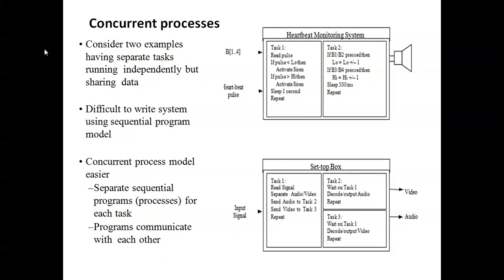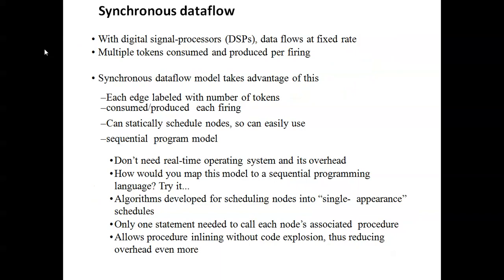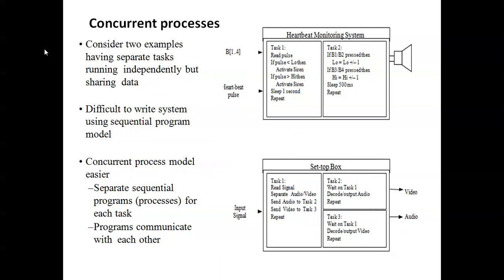Okay, concurrent process. Yeah, for concurrent process, two examples are given here. One is a heartbeat monitoring system, and another one is a set-top box. The heartbeat monitoring system monitors the heartbeat as one process. And then we have set-top boxes also.